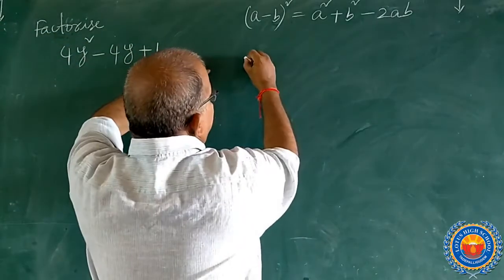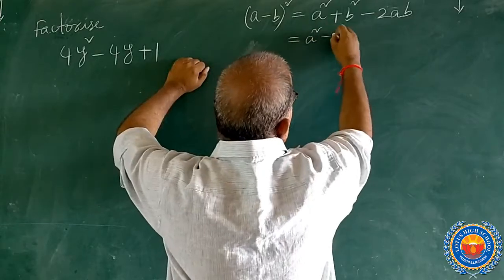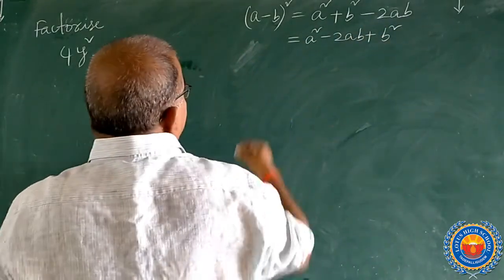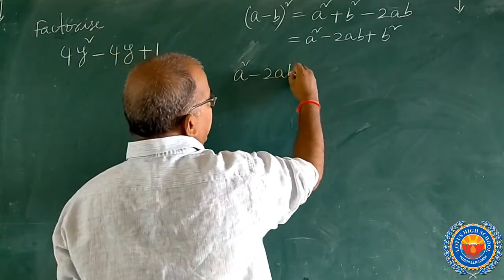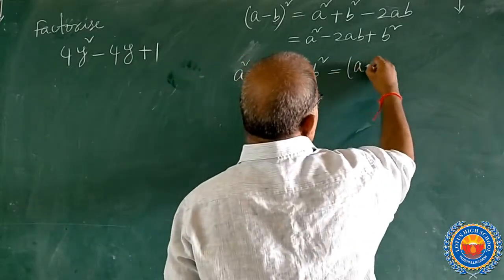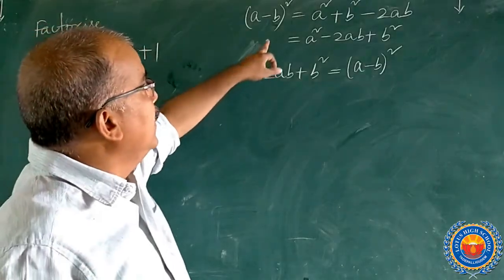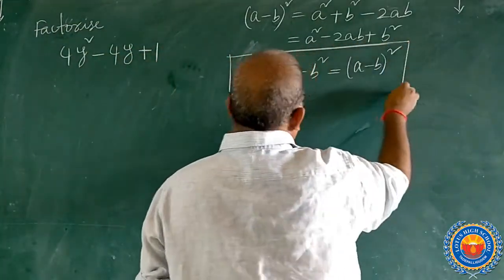Otherwise you can write a square minus 2ab plus b square also, no problem, that is our wish. Now if it is a square minus 2ab plus b square, I can write a minus b whole square. But now for today's factorization, use this formula.